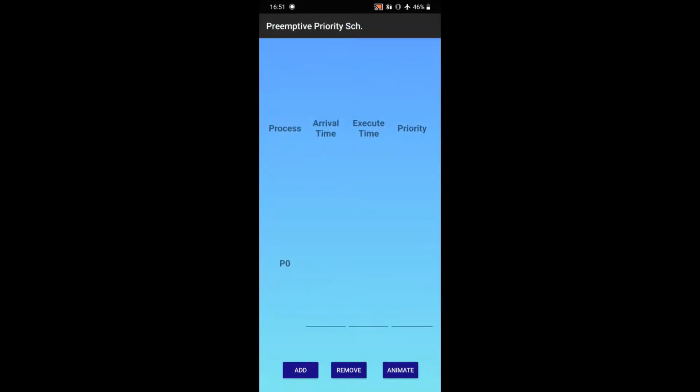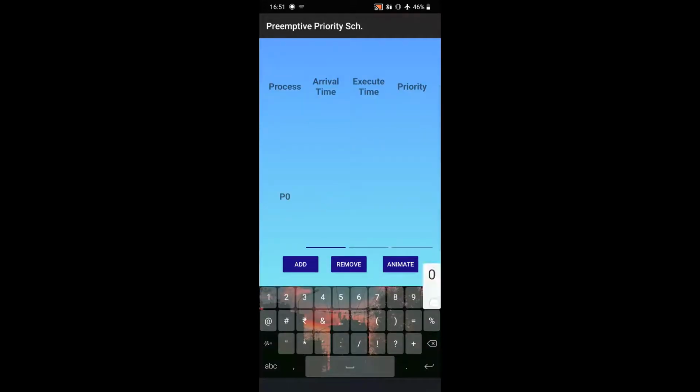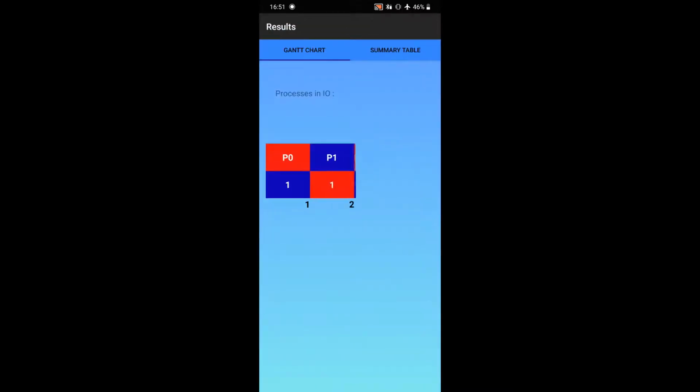On to preemptive priority scheduling. Here, since the priority number of P1 is lesser than P0, it would get animated in between P0's execution. First P0 is animated and after that P1 is animated between it.